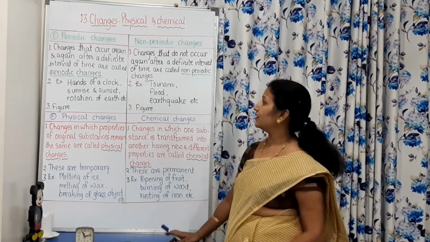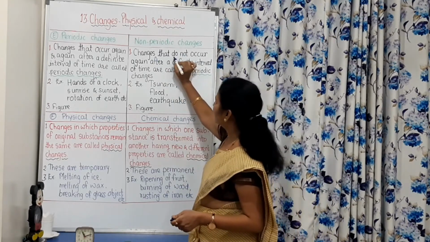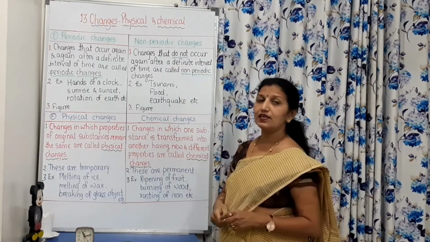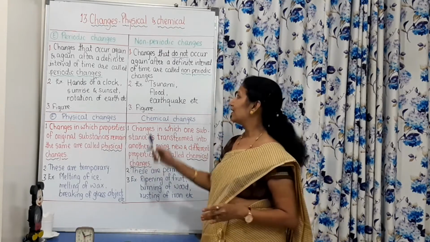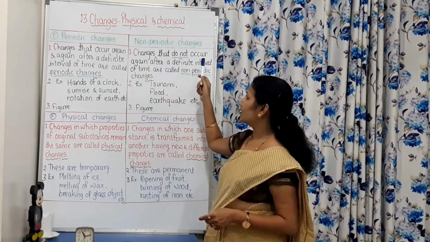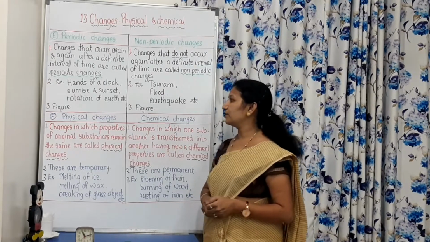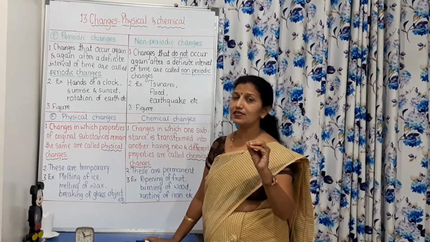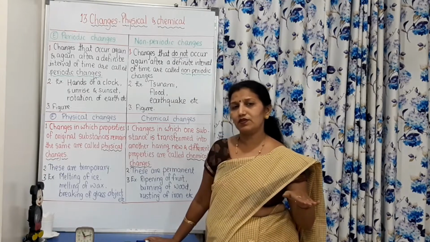Now we will study the non-periodic changes. What is the definition here? Changes that do not occur. See, I have given you the comparative definition so that you can remember it easily and understand it easily. Changes that do not occur again and again after a definite interval of time are called non-periodic changes. There is no fixed interval of time.